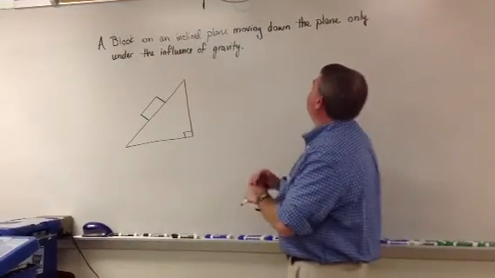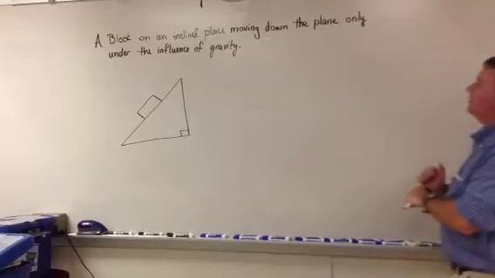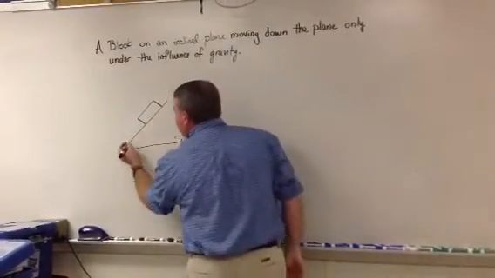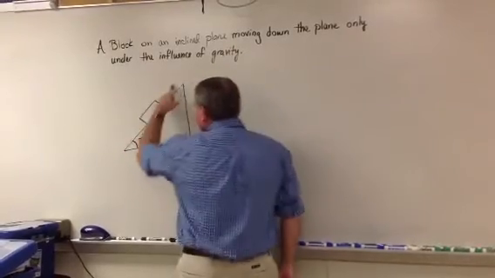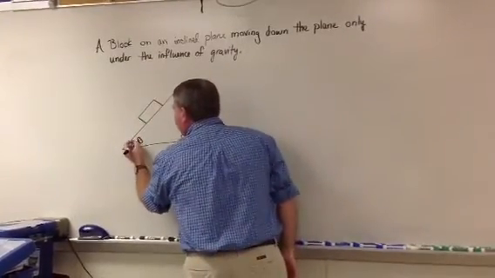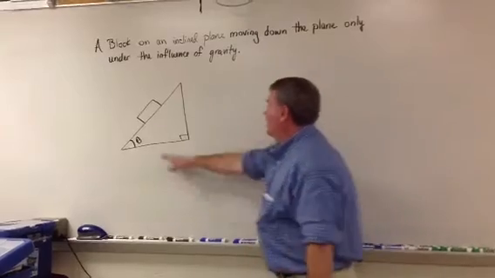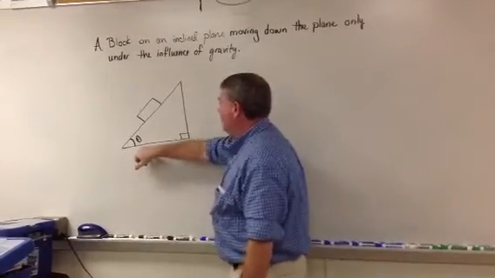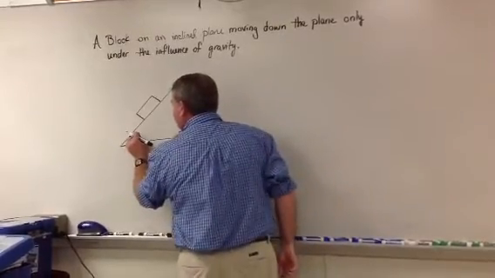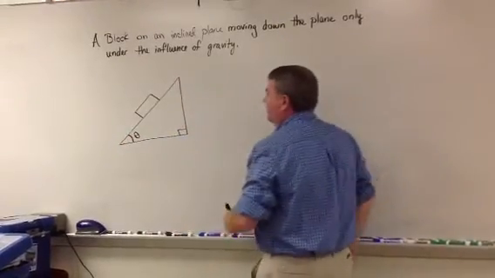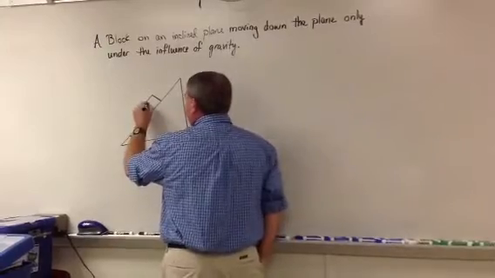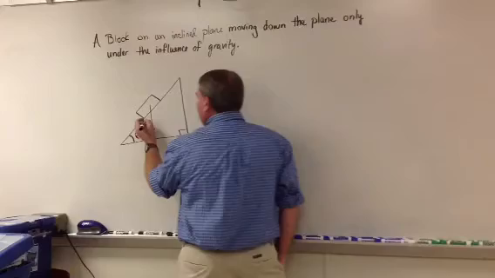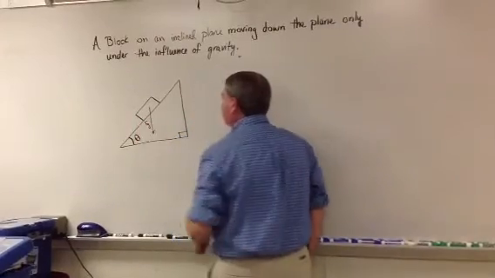A block on an inclined plane moving down the plane only under the influence of gravity. Now, if we draw an inclined plane, this plane right here is inclined at some angle theta. This is a 90-degree angle, straight down, straight across. If it is at some angle theta, then we can draw gravity acting straight down from the block, and we'll label that force due to gravity.